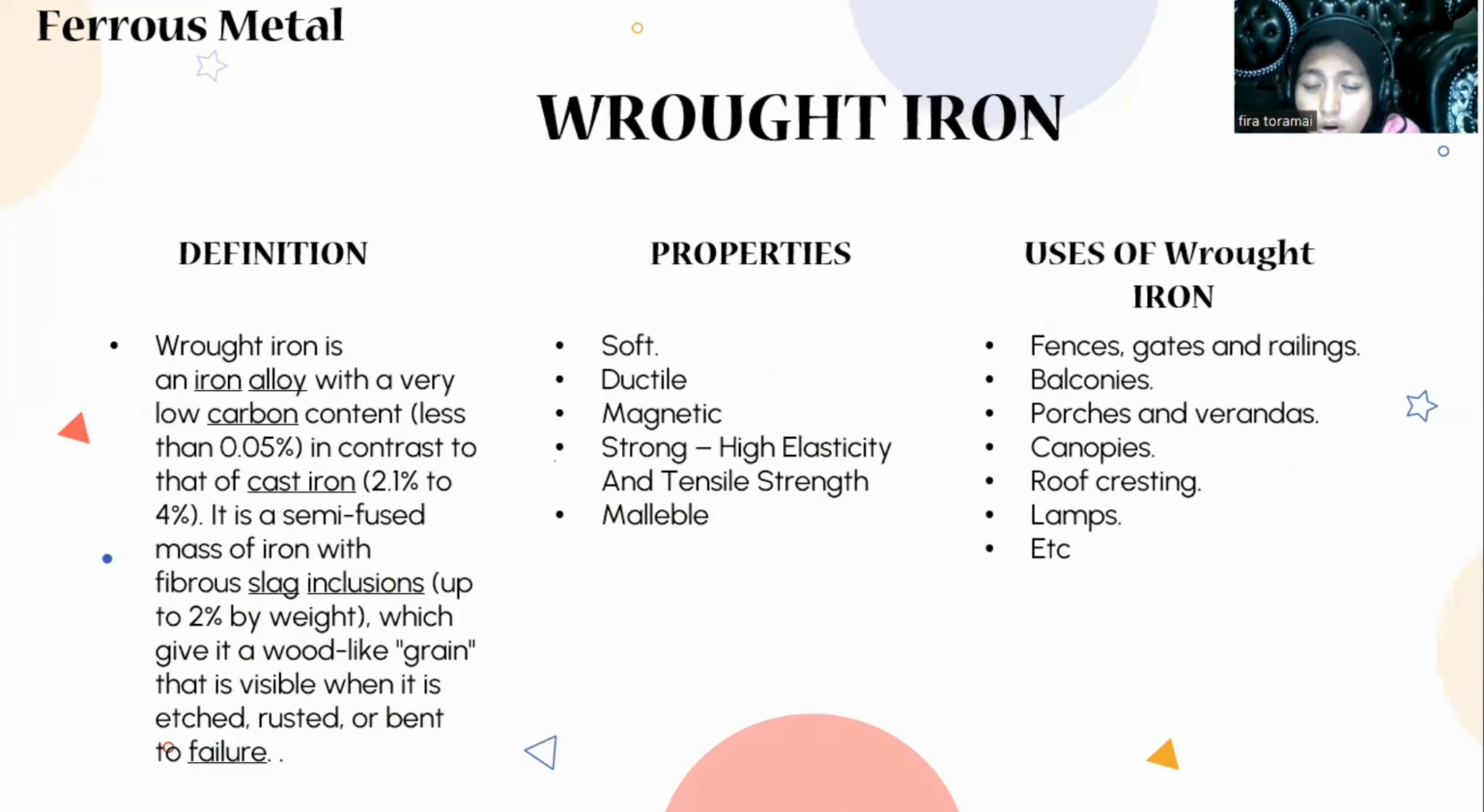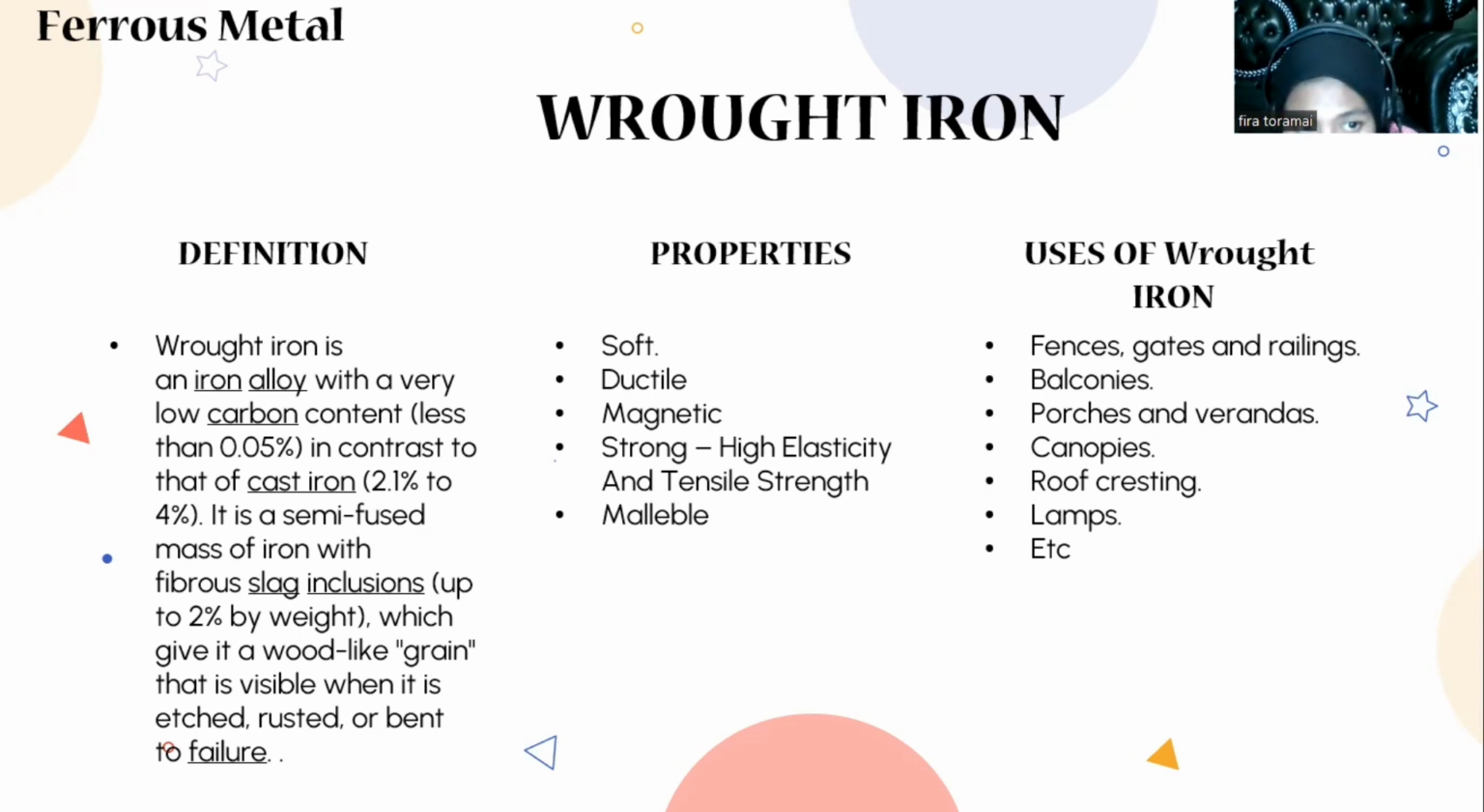Okay, wrought iron. So what is the definition of wrought iron? Wrought iron is an iron alloy with a very low carbon content, less than 0.05%. It contrasts with cast iron, which is about 2.1% to 4%.